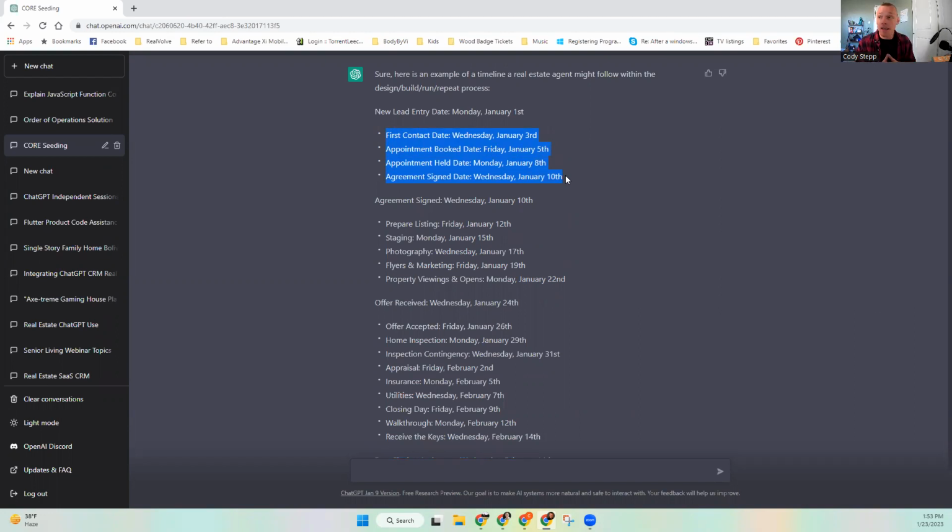Now, as a real estate agent, you could take these timelines, you could add your own discernment to it, and you could better understand when those dates actually need to happen. Maybe from first contract date to appointment book date, we don't need 2 days. Maybe 2 days is too short. Maybe 2 days is not short enough. I don't know. But for your specific market, for your specific niche, for your specific client, all of those are going to change. But ChatGPT gave me an example.